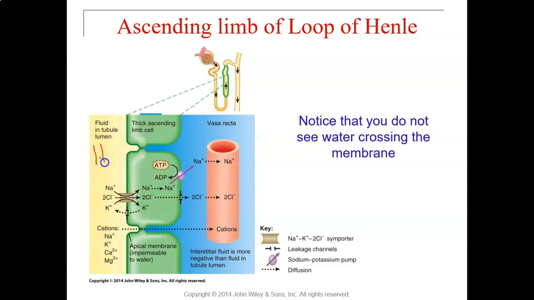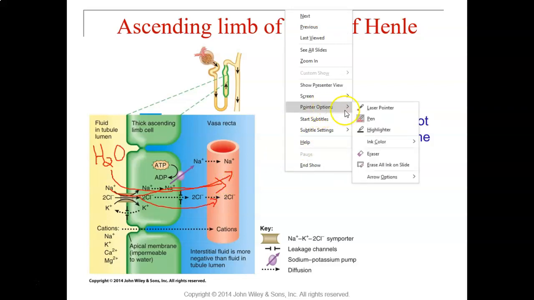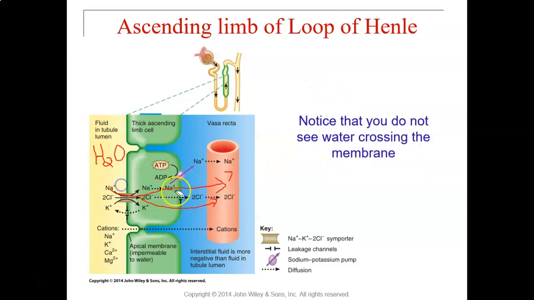If I'm water, I'm hanging out here. If sodium, potassium, chloride, calcium, whatever, you name it, leaves the tubule and enters into the vasa recta, what would water do? Well, water would follow. Water is a follower. But water cannot cross the membrane. It cannot cross the ascending limb of the loop of Henle. So the water remains in the filtrate. Why that is, we'll talk about that in a minute.